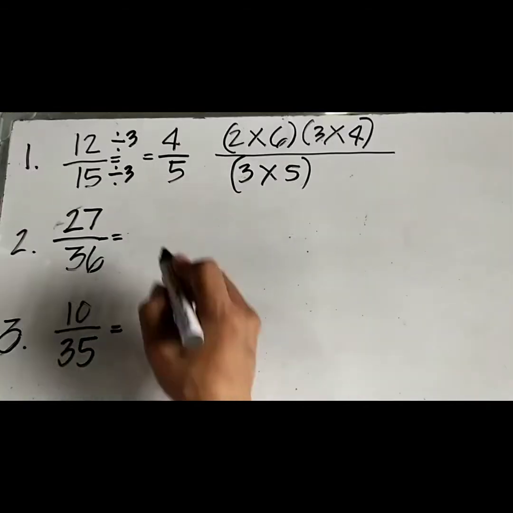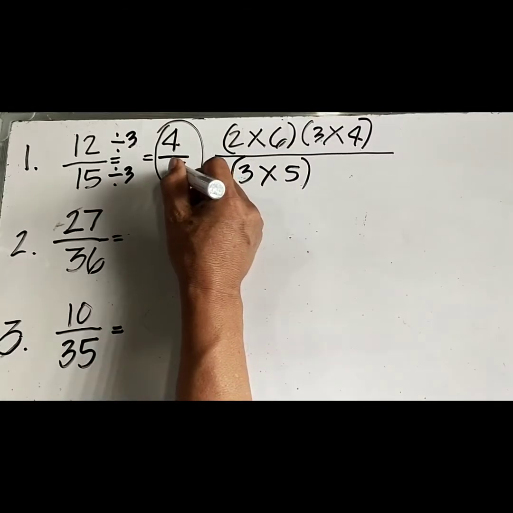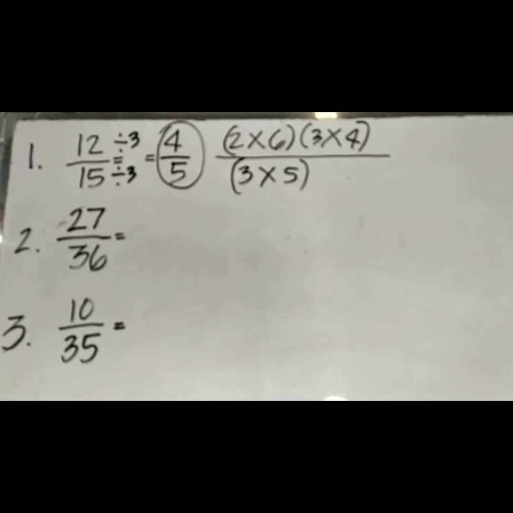So automatically, when you use the greatest common factor, the result will always be the lowest term of the fraction. So this is the first method that you are going to use in reducing a fraction to its lowest term. Simply look for the GCF of the two numbers. What do you mean by GCF? Greatest common factor.